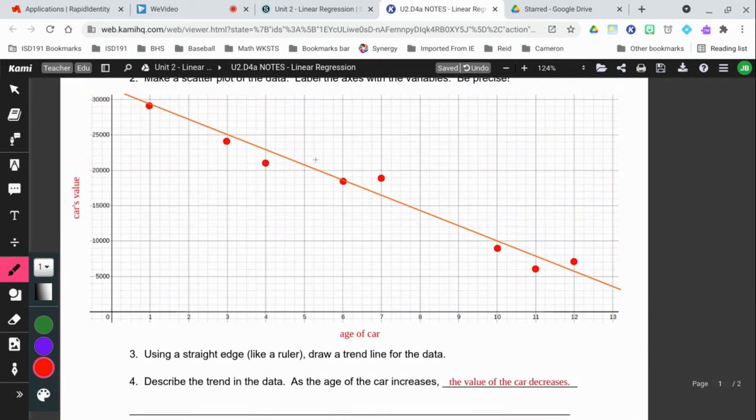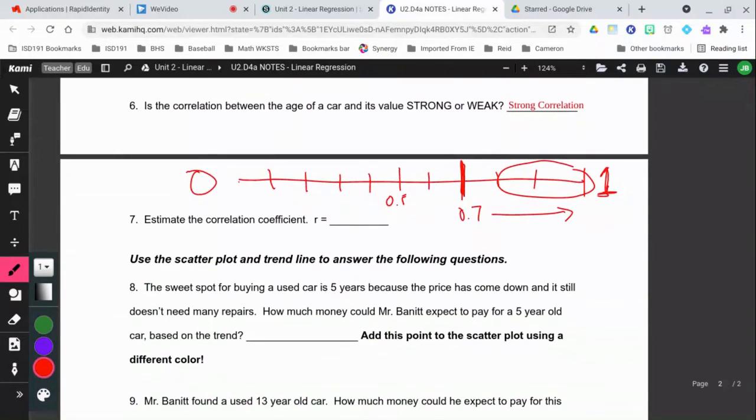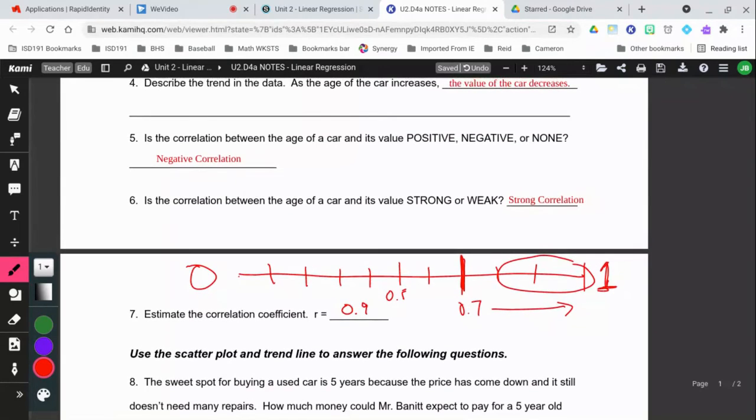The more scattered these are, the more we want to make it a number closer to 0. But this is actually a strong correlation. I would just say something about 0.9 is a good estimate. I also want to remember that this was a negative correlation. So for my R value, I have to make sure to give it a negative sign, because it has to match the type of correlation.